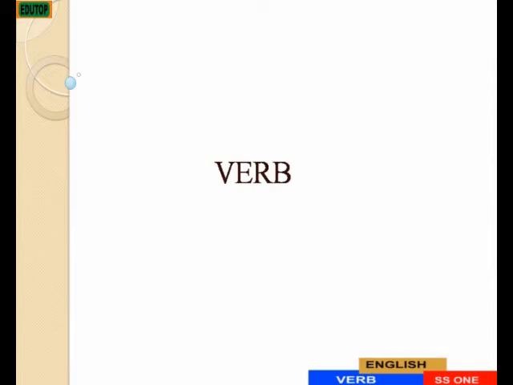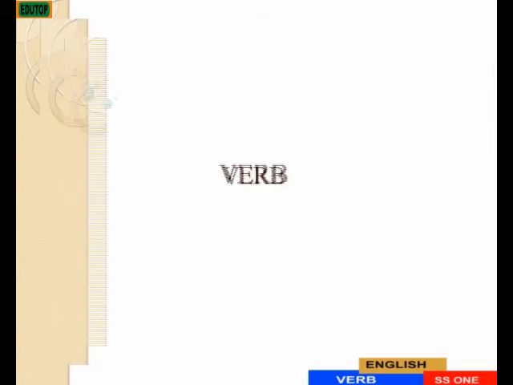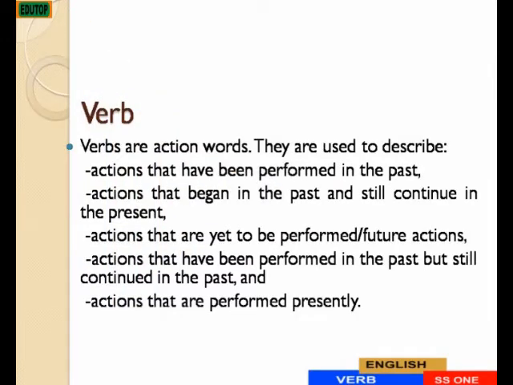Part of speech we'll be considering is the verb. Verbs are action words. They are used to describe 1. Actions that have been performed in the past. 2. Actions that began in the past and still continue in the present. 3. Actions that are yet to be performed or future actions. 4. Actions that have been performed in the past but continued in the past. And lastly, actions that are performed presently.